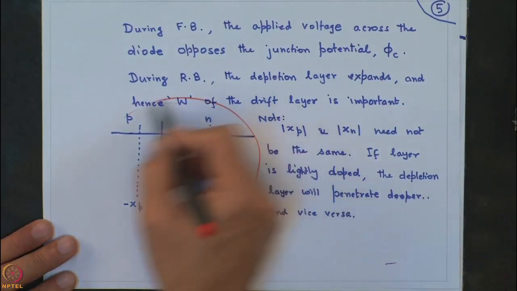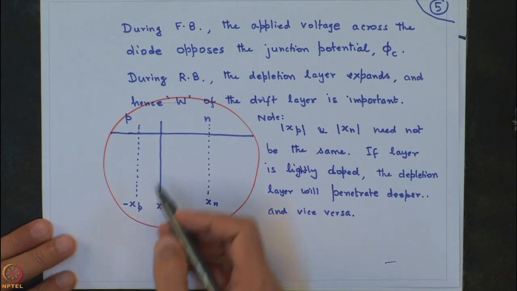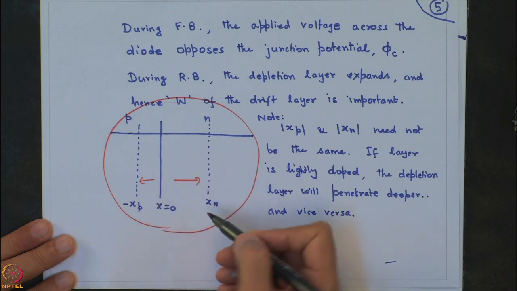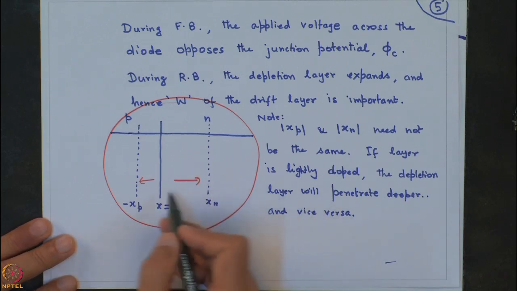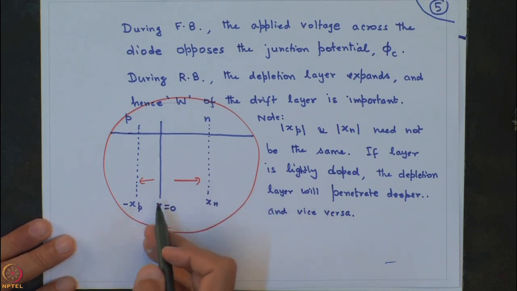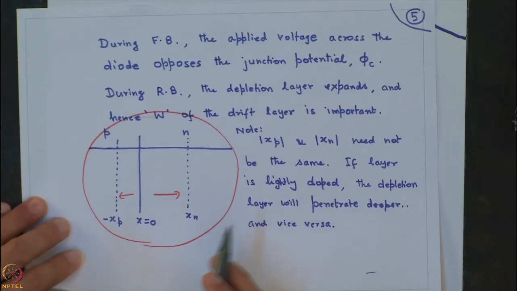Note that in this picture which I have drawn here, I have shown that xp, the depletion layer into the p region, and xn, the limit of the depletion layer into the n region, are not the same, and they are not required to be the same. It will depend on the doping levels of the p type and the n type. This is to generalize the analysis that we are presenting.